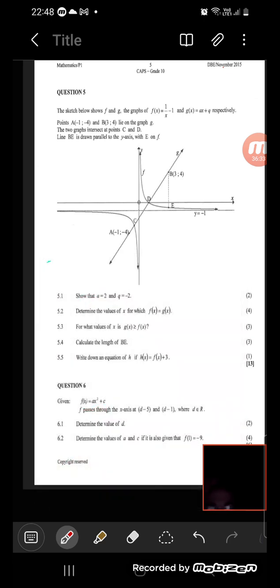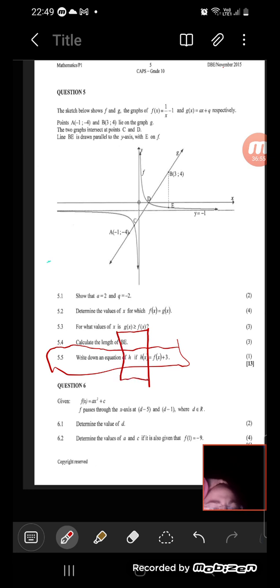Let's get this. Write down the equation. Often, write down the equation will come after a whole bunch of stuff, even after 5.3. They'll say write down the equation of h. If h of x is equal to f of x plus 3. So what's f of x? f of x is this one. Now it's already been moved down by 1.